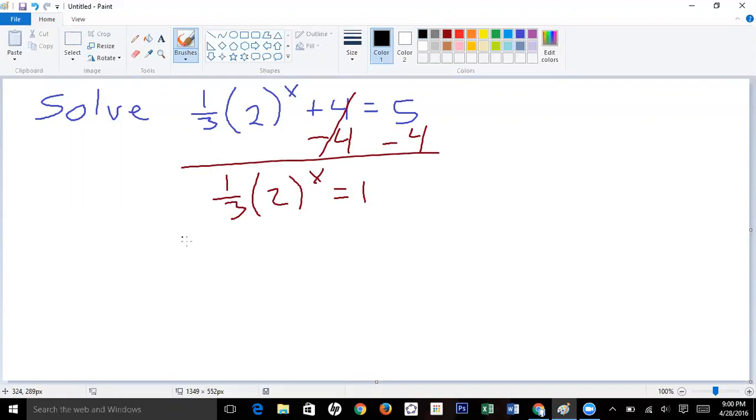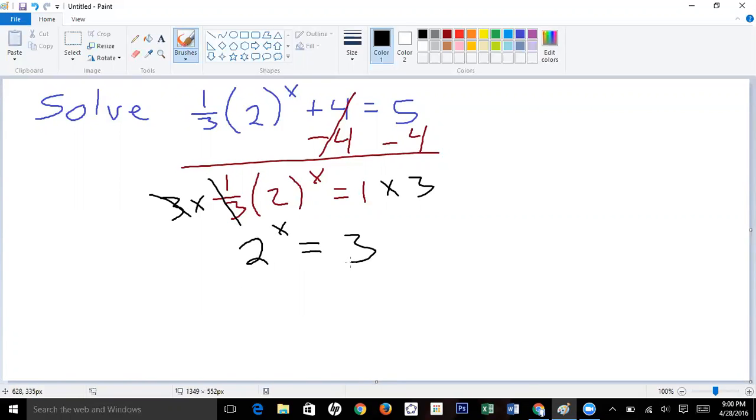So in order to do that, we need to get rid of this 1/3. Right now, the 1/3 is essentially dividing off of 3, so we want to do the opposite of that and multiply by 3. So if I multiply both sides by 3, the 3 and the 1/3 on the left side will cancel each other out and leave us with 2 raised to the x equals 1 times 3, which is 3.